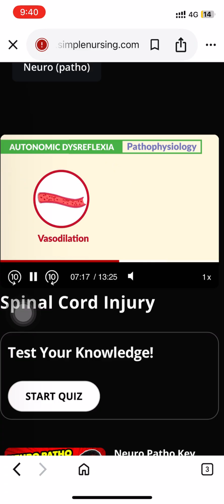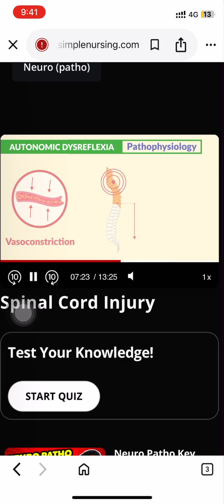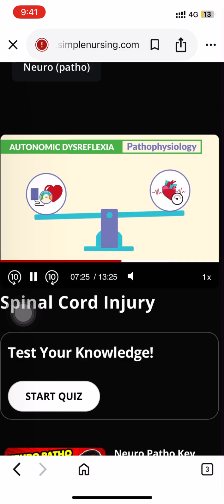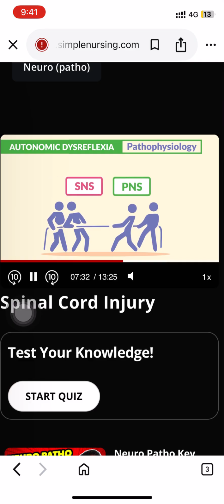So we end up with vasodilation above the injury site and vasoconstriction below the injury site, resulting in sort of a teeter-totter of mixed signals from high blood pressure to low heart rate, sort of like a tug-of-war, as the SNS and PNS are miscommunicating here.